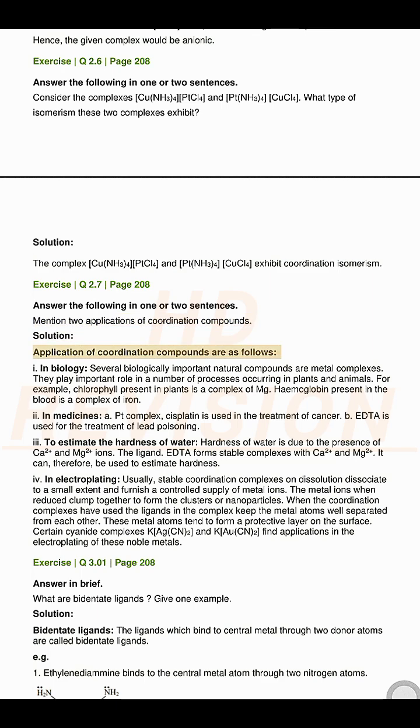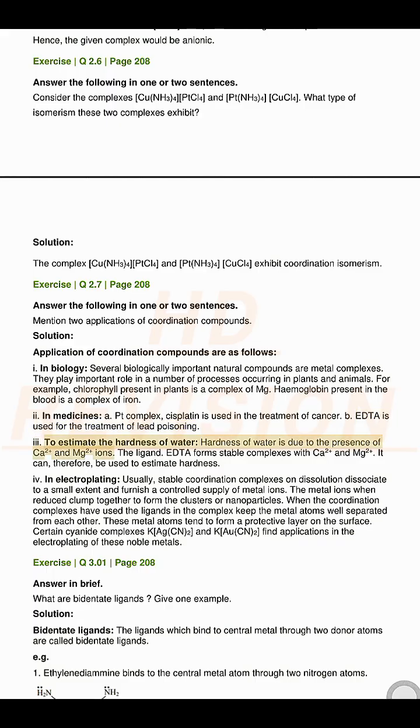Solution. Applications of coordination compounds are as follows. I. In biology, several biologically important natural compounds are metal complexes. They play an important role in a number of processes occurring in plants and animals. For example, chlorophyll present in plants is a complex of Mg. Hemoglobin present in the blood is a complex of iron. II. In medicines, a Pt complex, cisplatin, is used in the treatment of cancer. EDTA is used for the treatment of lead poisoning.